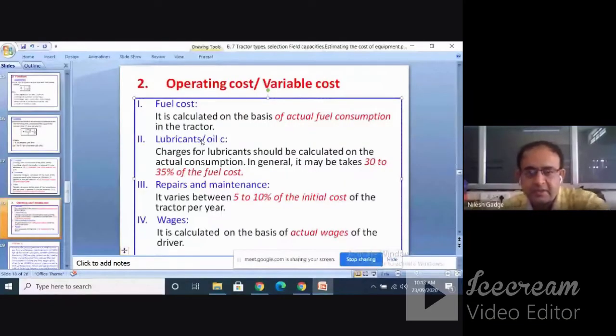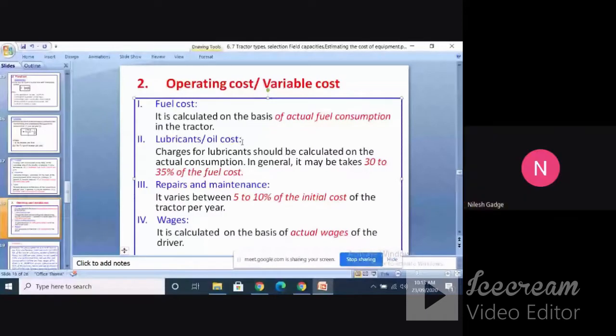Fuel cost. Then lubrication cost, it is also known as oil cost. Lubricant or oil cost, which is calculated: charges for lubricants or oil should be calculated on the actual consumption in general. It may be taken as 30 to 35% of the fuel cost.